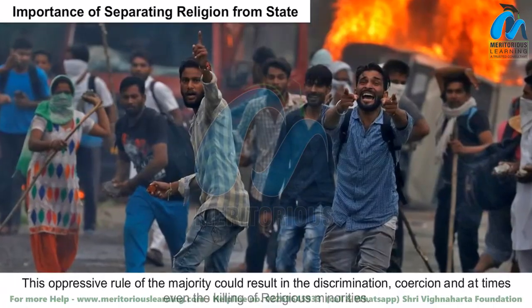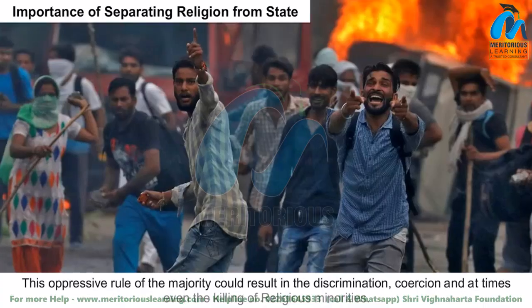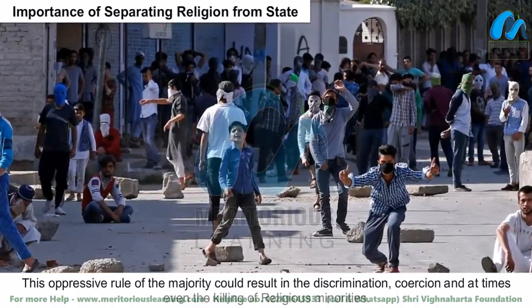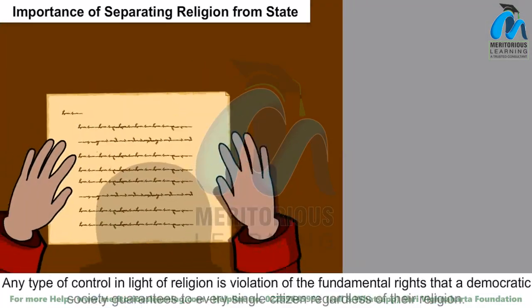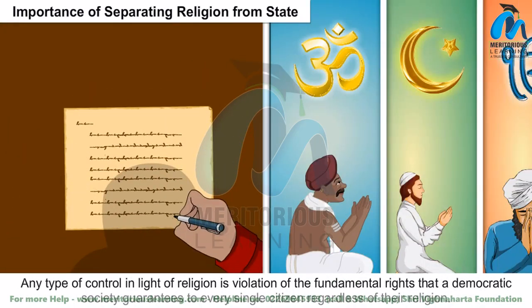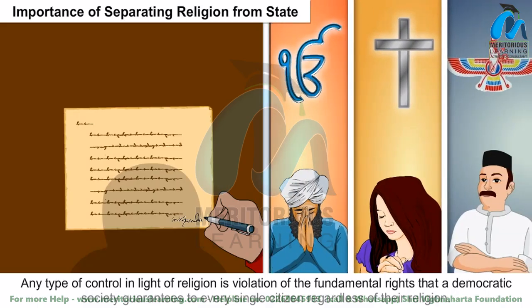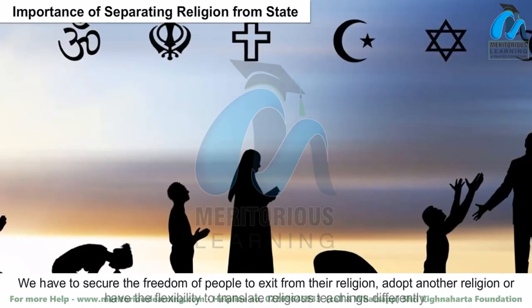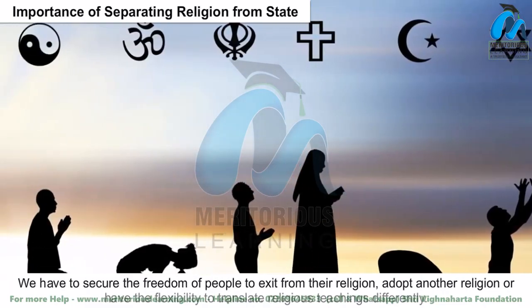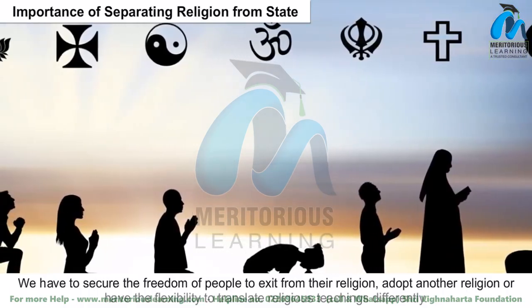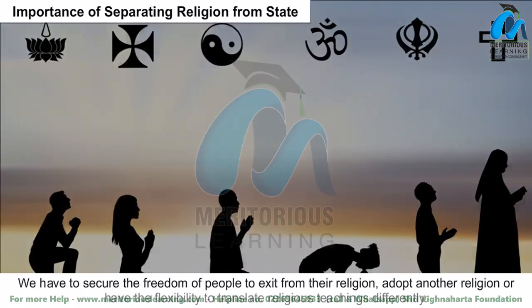This oppressive rule of the majority could result in the discrimination, coercion, and at times even the killing of religious minorities. Any type of control in the name of religion is a violation of the fundamental rights that a democratic society guarantees to every single citizen, regardless of their religion. We have to secure the freedom of people to exit from their religion, adopt another religion, or have the flexibility to interpret religious teachings differently.